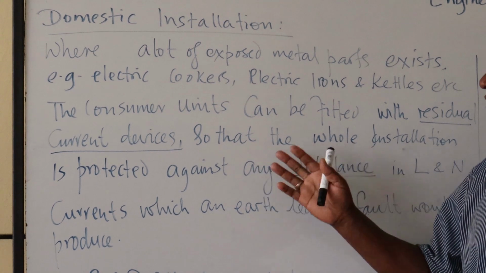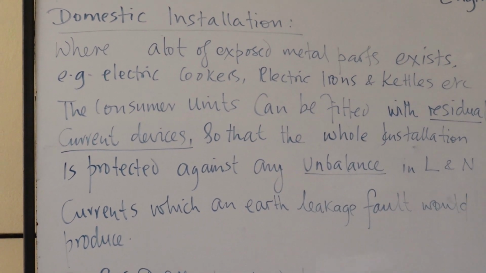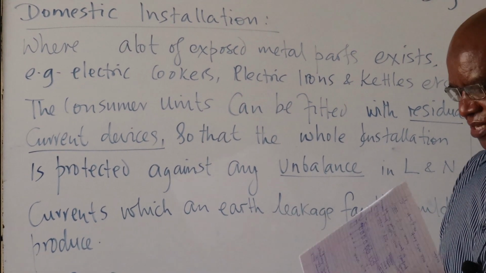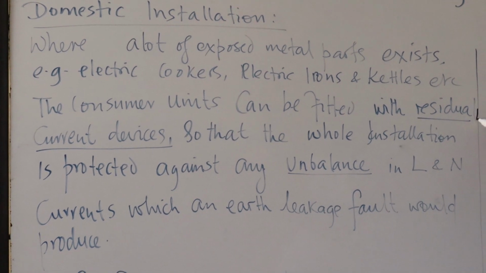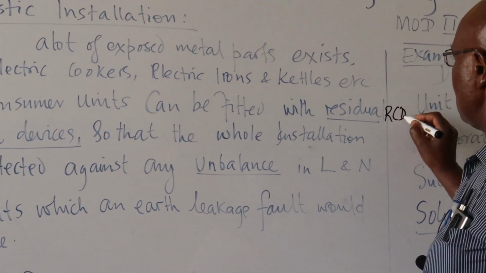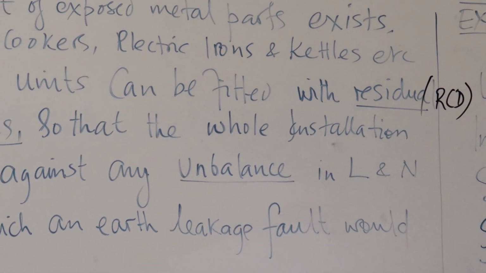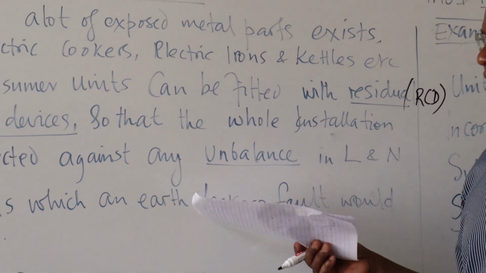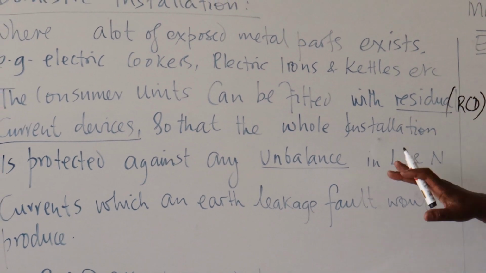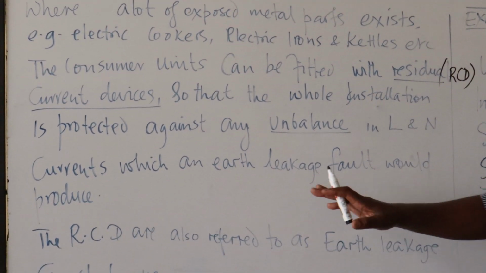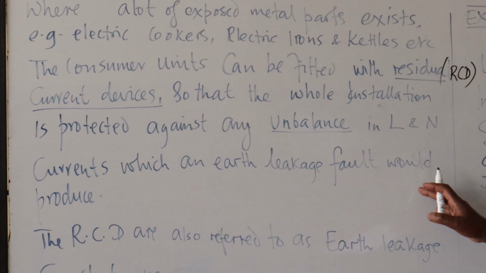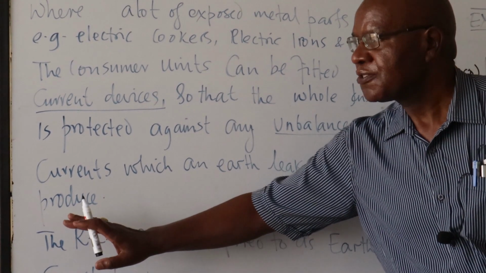The consumer units can be fitted with residual current devices. This is sometimes referred to as RCDs, so that the whole installation is protected against any unbalance between the currents flowing in the live and the neutral currents, which an earth leakage fault would produce.